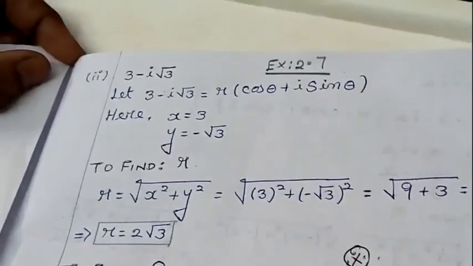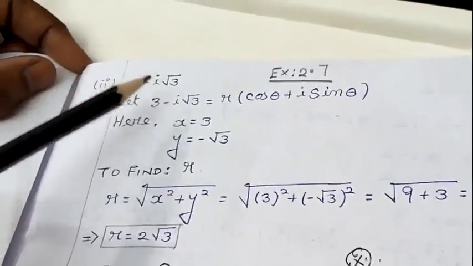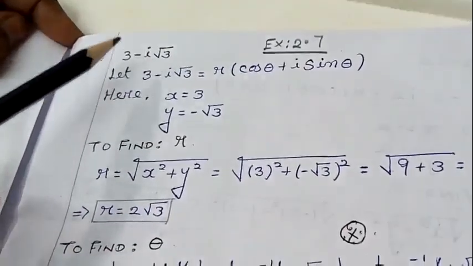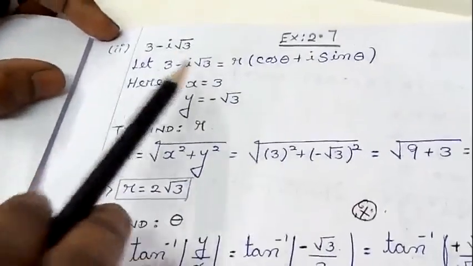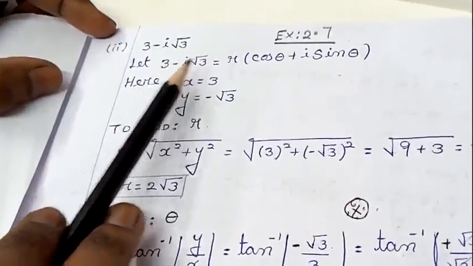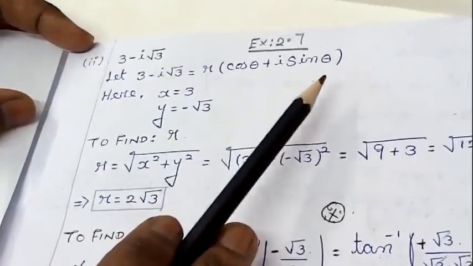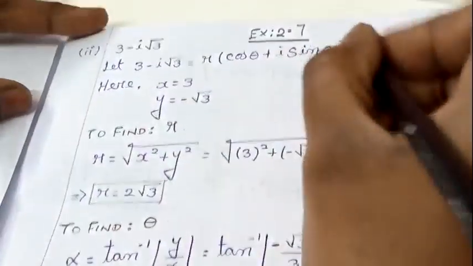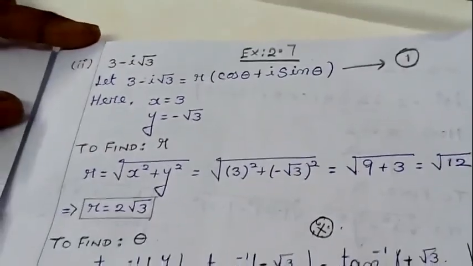Exercise 2.7, second sum, students. That is, I am going to write this complex number in polar form. That is 3 minus i root 3. I am going to write in polar form. So what is the first step I am doing here, students? 3 minus i root 3 is equal to r cos theta plus i sin theta. This is the first step. And shall we write like this? I am going to mark this as equation 1, as I told you in the concept.